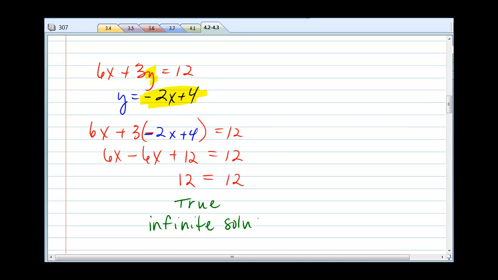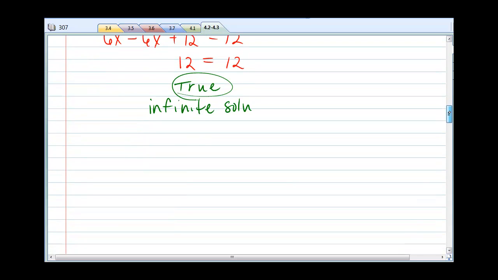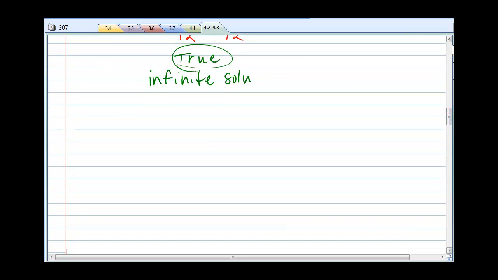Okay, so we've seen now that we can have one solution, which is an ordered pair. We can have infinite solutions where my statement is true, and we will see that we can also have no solution, which is when my statement is false. So let's look at one more example of solve by substitution.